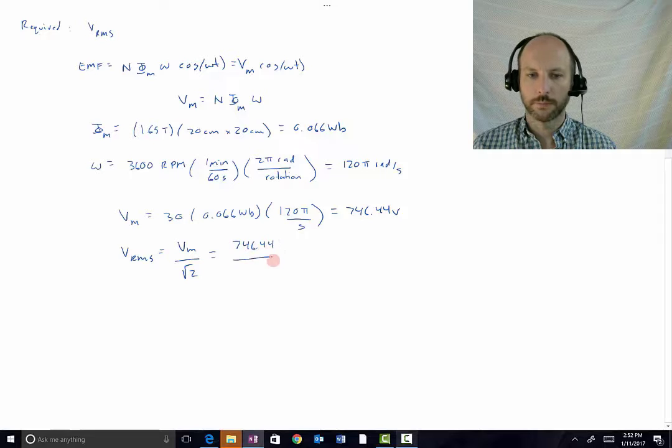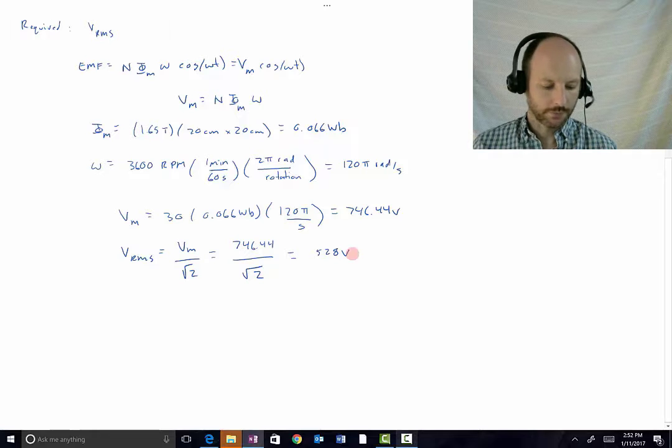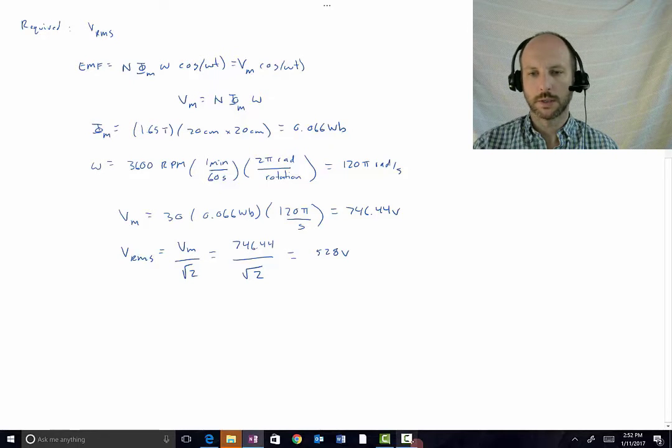Now we need to convert from peak to RMS, and we do that by either dividing by square root of 2 or multiplying by 0.707. You get 528 volts as the RMS induced voltage for this particular generator.